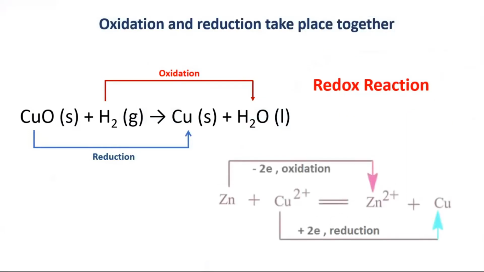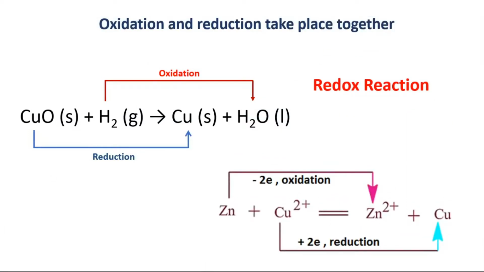In another example, zinc is converting into zinc ion by losing 2 electrons. At the same time, a copper ion is gaining those 2 electrons to become copper metal. Losing electron means oxidation and gaining electron means reduction. So oxidation reduction takes place all together.